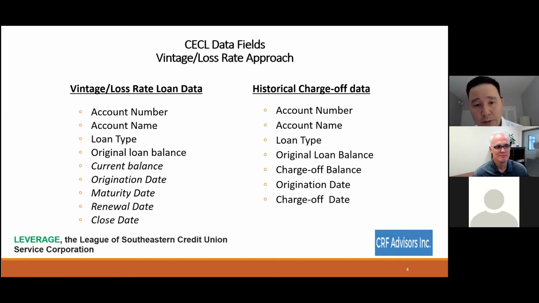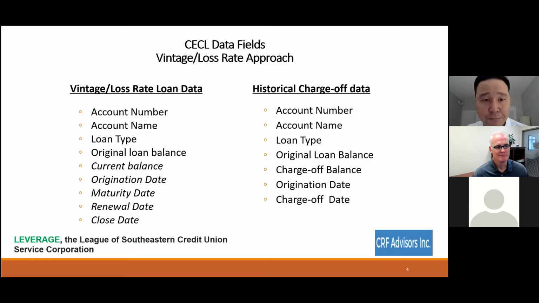Any questions on just the data fields that I presented on this slide? Any concerns as far as their core system or the trial balance not having any of these fields? I'm not seeing any, Ted. Okay. And feel free to ask questions again as I move along the presentation.